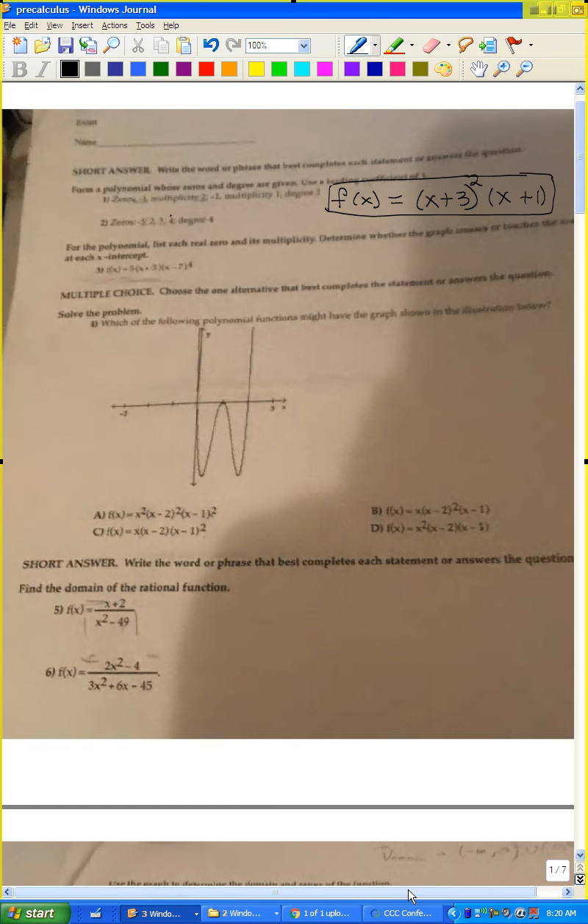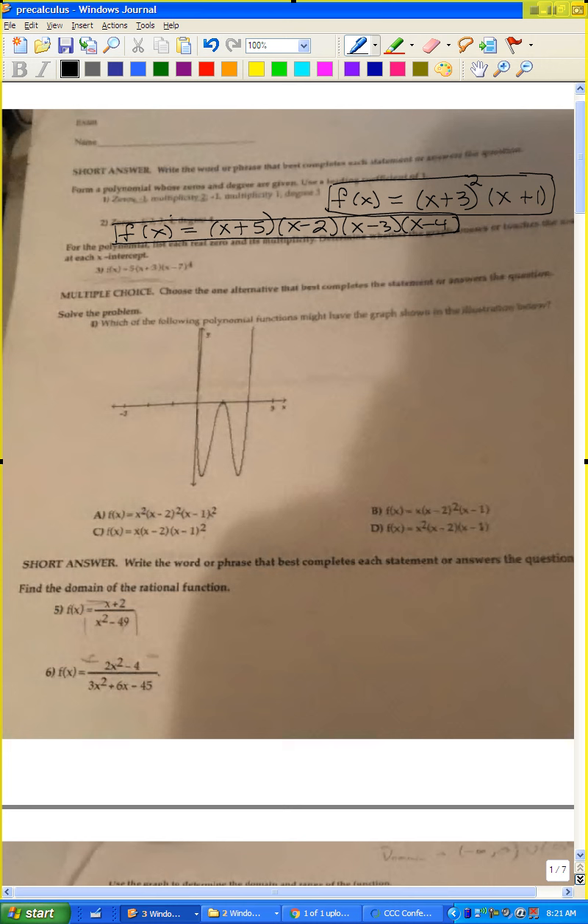Next, I have a polynomial with zero -5, so a factor is x plus 5, a zero of 2, so a factor of x minus 2, of 3, so x minus 3, and of 4, so x minus 4. And the total degree of the polynomial is 4, so I have 1, 2, 3, 4, and so that's our answer. Okay?